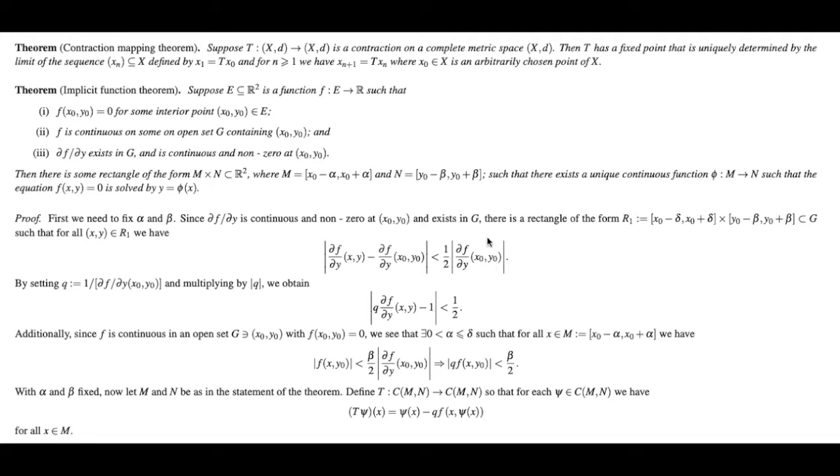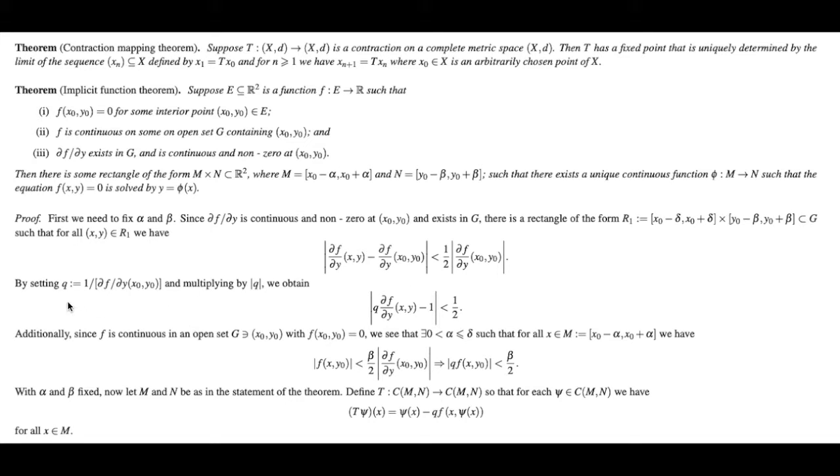We notice that the right hand side here is just a fixed positive number, and because the partial of f with respect to y is continuous at (x0, y0), and it's defined in all of G, we can find such a rectangle in which this inequality holds.